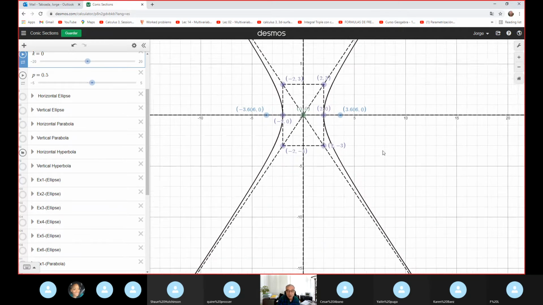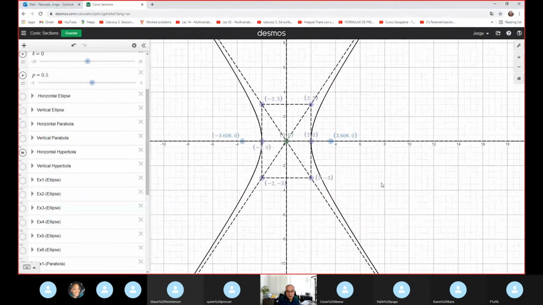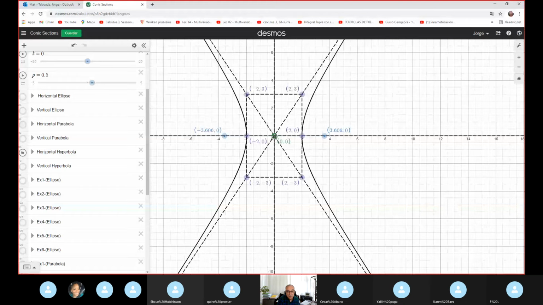And now you see clearly the center in green color, the vertices (2, 0) and (-2, 0), and the foci located at this distance. Remember, this was (square root of 13, 0) and (negative square root of 13, 0). You can determine the corners the easy way: you suppose that a is 2 and b is 3, and you connect that. This is one of the asymptote equations. The script doesn't give me the equation, only the graph.